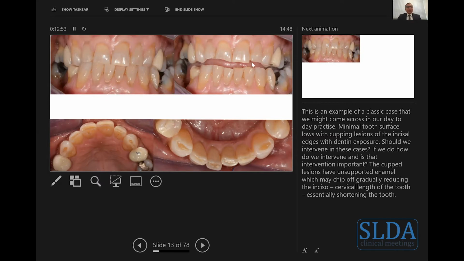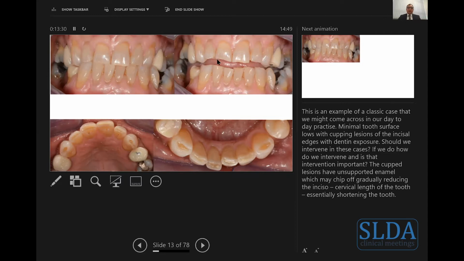They are getting a bit wavy along the incisal edges. You can also see the cupping lesions appearing where the dentin is exposed. What happens with these cupping lesions, ladies and gentlemen, is that the surrounding enamel becomes unsupported. For enamel to stay, there should be dentin support. And when the cupping deepens, the increasingly unsupported enamel tends to chip off or break off. And that is why the length of the tooth starts to slowly shorten further and further.